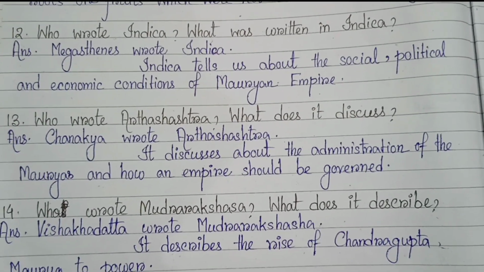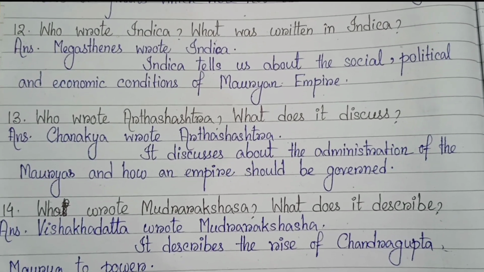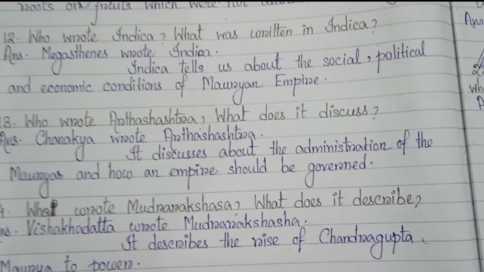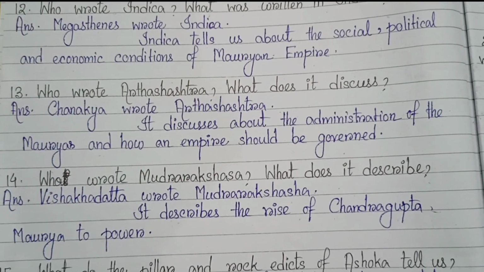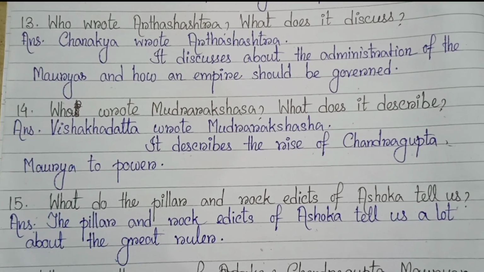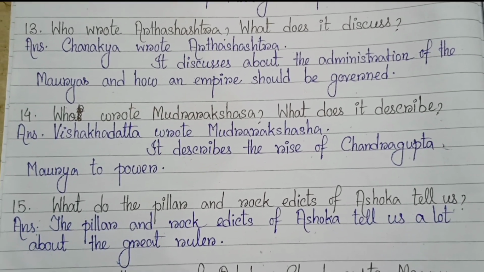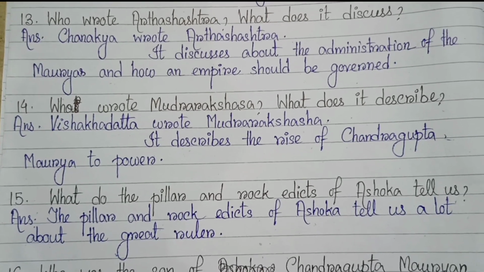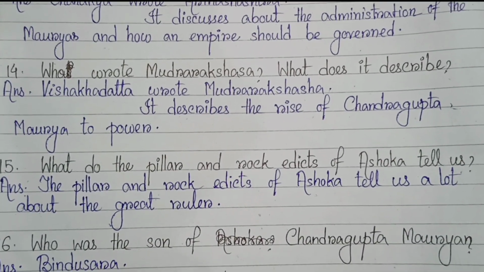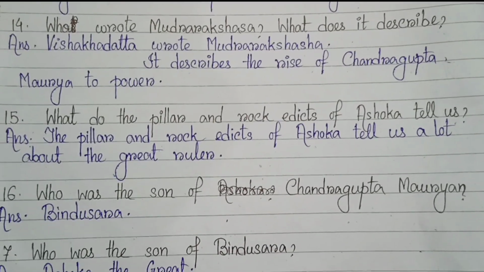Number 13, who wrote Arthashastra? What does it discuss? Chanakya wrote Arthashastra. It discusses the administration of the Mauryas and how an empire should be governed. Number 14, who wrote Mudra Rakshasa? What does it describe? Vishakadatta wrote Mudra Rakshasa. It describes the rise of Chandragupta Maurya to power.